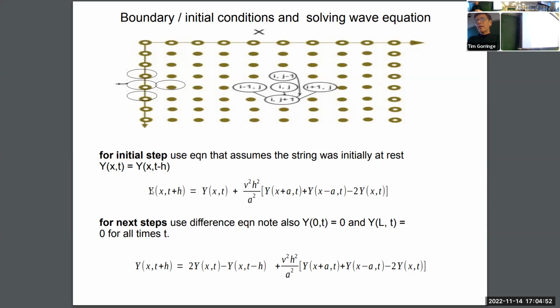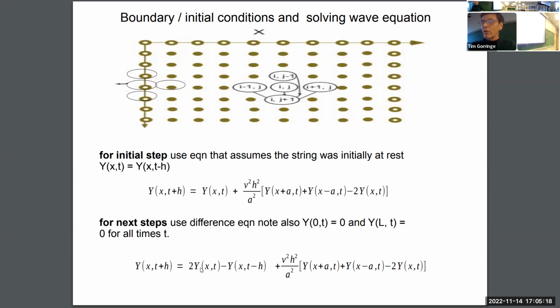The upper equation here is the special one that we're going to use for the first step. It's the one that's saying, well, let's just assume that the function before the initial condition was exactly the same as the initial condition. What it changes is this first term or pair of terms in the difference equation.